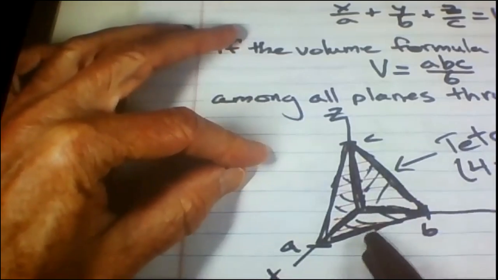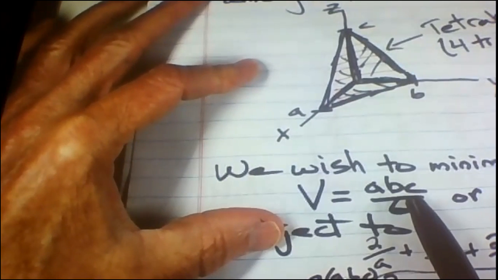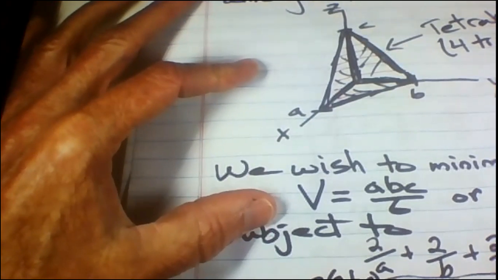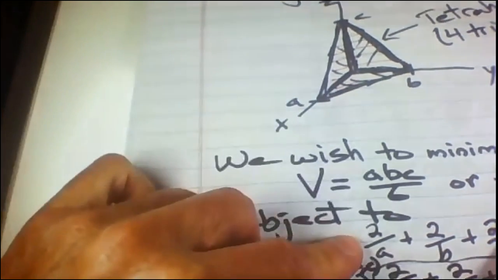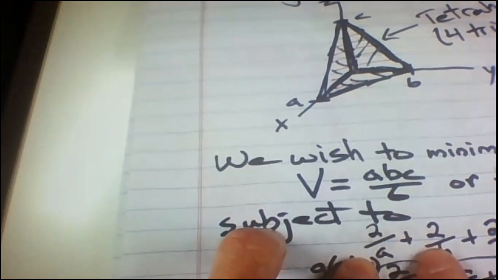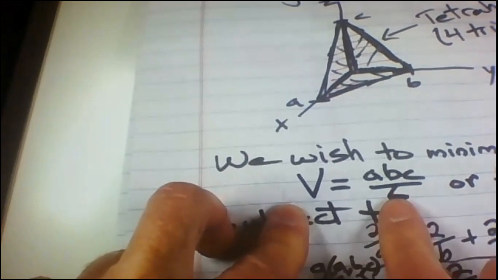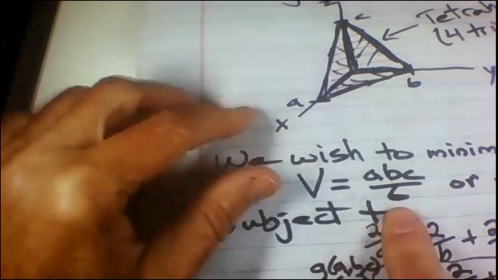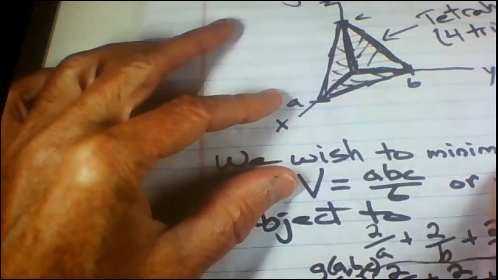So there's our tetrahedron. We're trying to minimize the volume, which has formula abc over 6, a function of 3 variables, subject to the constraint that 2 over a plus 2 over b plus 2 over c equals 1. That's the plane equation plugging in 2, 2, 2 for x, y, and z. Instead of minimizing abc over 6, I'll make this suggestion once again: that'll be minimized when a times b times c is minimized.